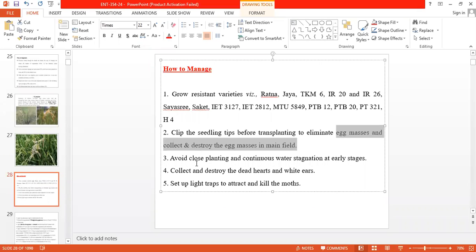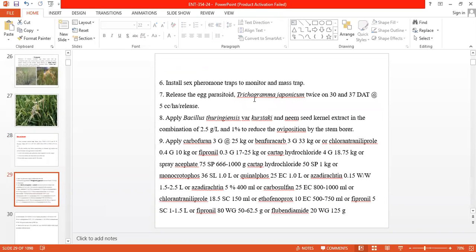Then collect and destroy dead hearts and white ears from the field along with the larvae. Set up light traps to attract and kill the moths. Then install 6 pheromone traps to monitor and mass trap adults of yellow stem borer.